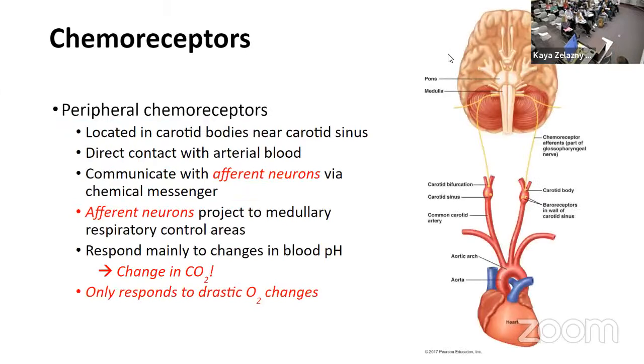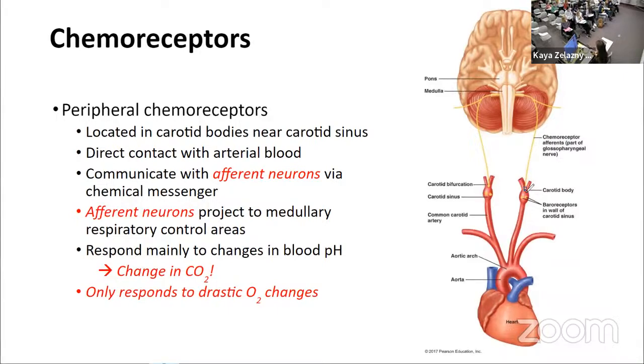So those peripheral chemoreceptors are located in those carotid bodies. They do project up to your brain, but don't worry about the specifics of that. What we want to know is just that those peripheral receptors can sense changes in carbon dioxide, and that's the main thing they're responding to. They're only going to respond to changes in oxygen if they're really extreme. So from your body's perspective, the most dangerous thing is a dramatic change in carbon dioxide, rather than a mild change in oxygen.